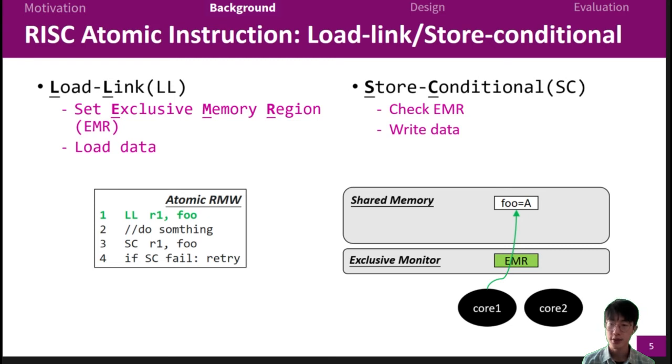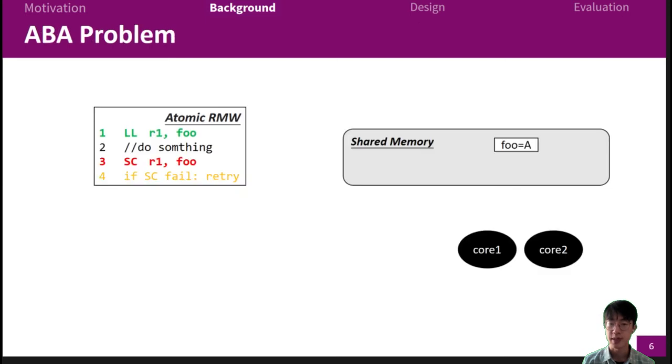During the load-link and store-conditional, any memory update operation from another core to the atomic variable will destroy the EMR's flag, causing the SC checking to fail and retry. This is how LLSC works as an atomic instruction, and it prevents ABA problems by nature.